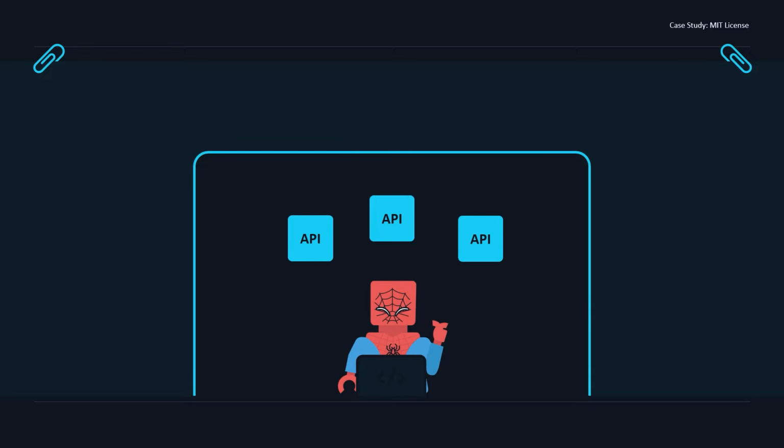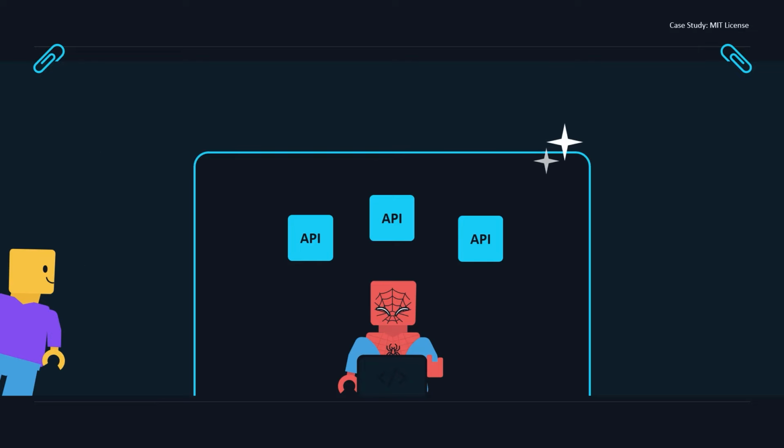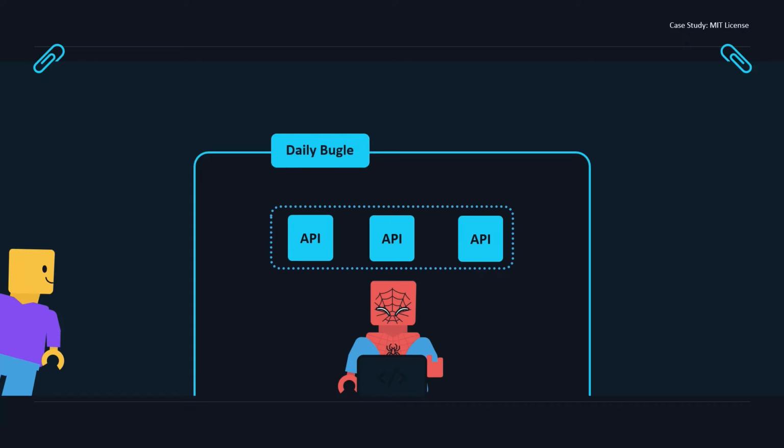Peter does not know how to make a UI for his APIs and hopes that someday somebody will help him create a UI. One day, an engineer from MIT named Tony comes across his project. He finds the project very exciting. He sees that the project is open source and Peter is looking for help in making a UI. He decides to contribute to the project by making a UI which calls Peter's APIs.